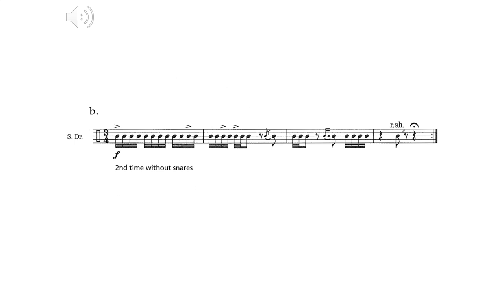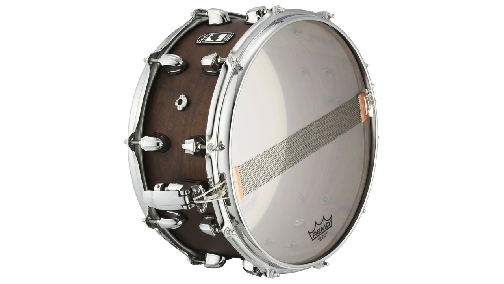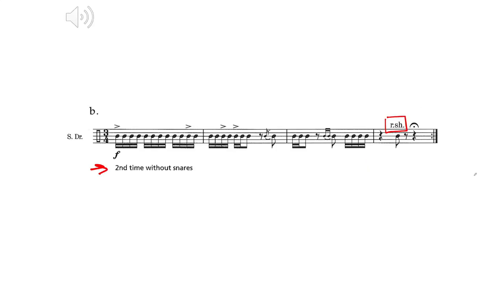Another example, at the end we have once again the rim shot, and on the second time we are going to hear it without snares. It is adjustable, we have a mechanism here, and with this mechanism we can cancel the snares or include them. Let's listen to it. You see, the sound changes extremely.